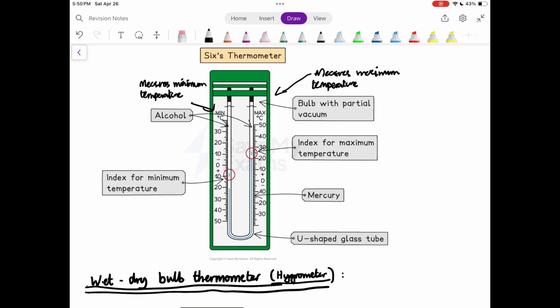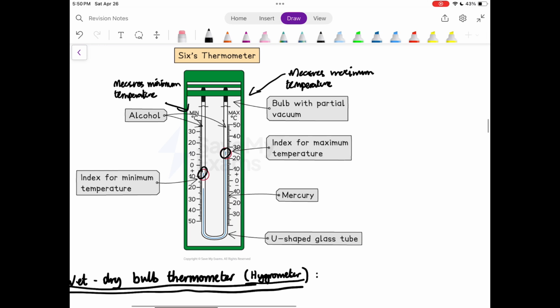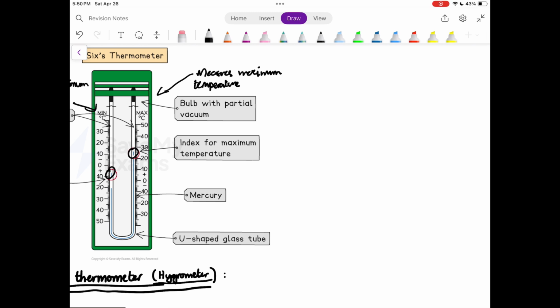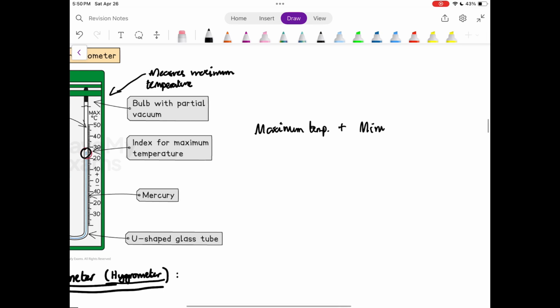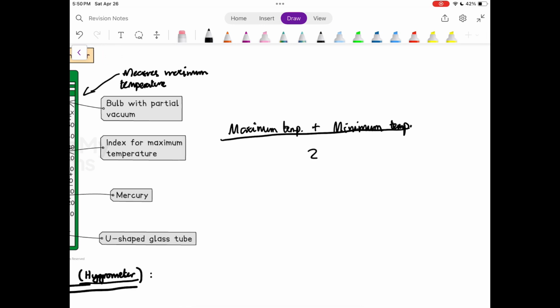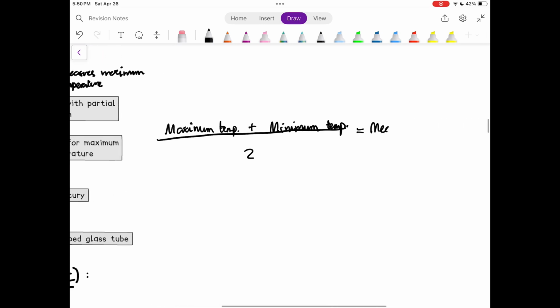And basically what happens is that you just read the readings from the minimum and maximum temperature. So we will take these readings here, and what you do with those readings is that you add them together. So maximum temperature plus the minimum temperature, and you divide this by 2 to get the mean daily temperature. So mean daily temperature.